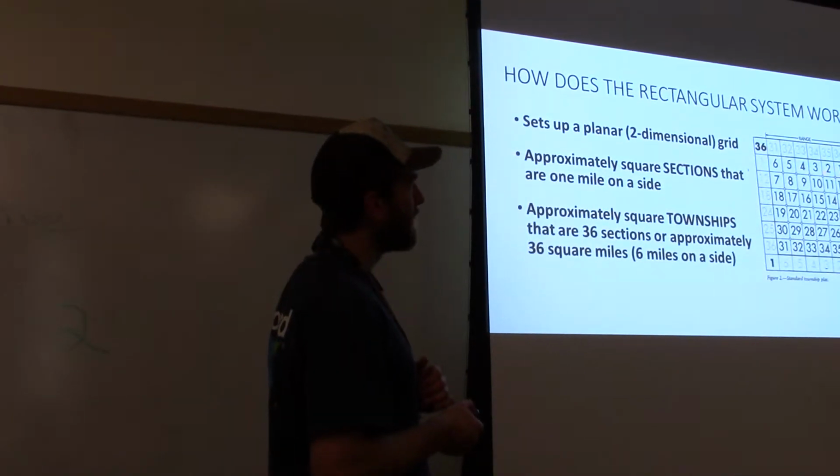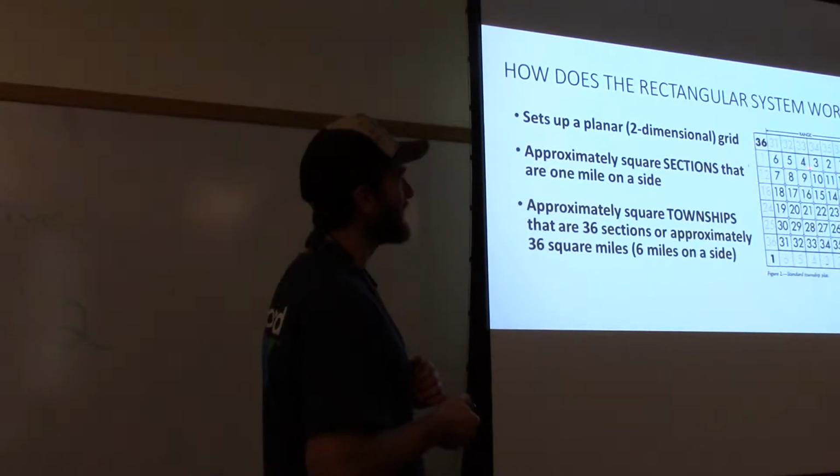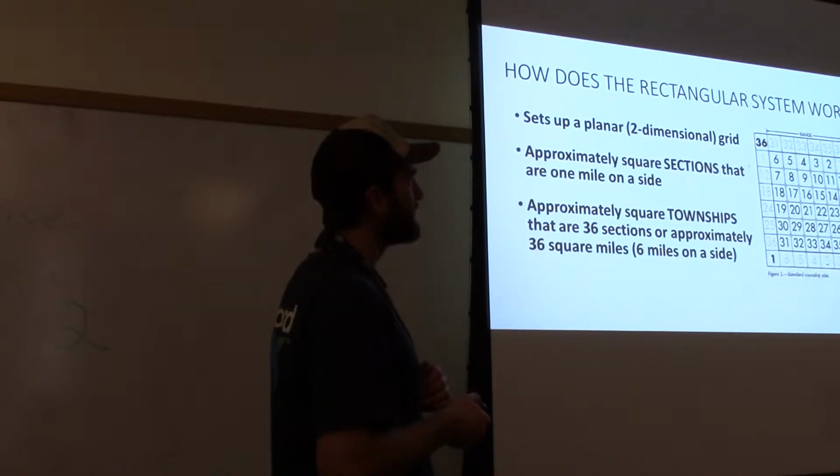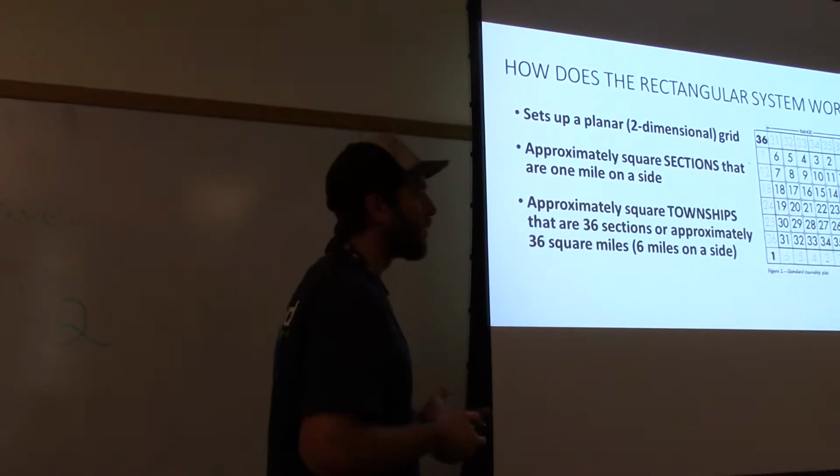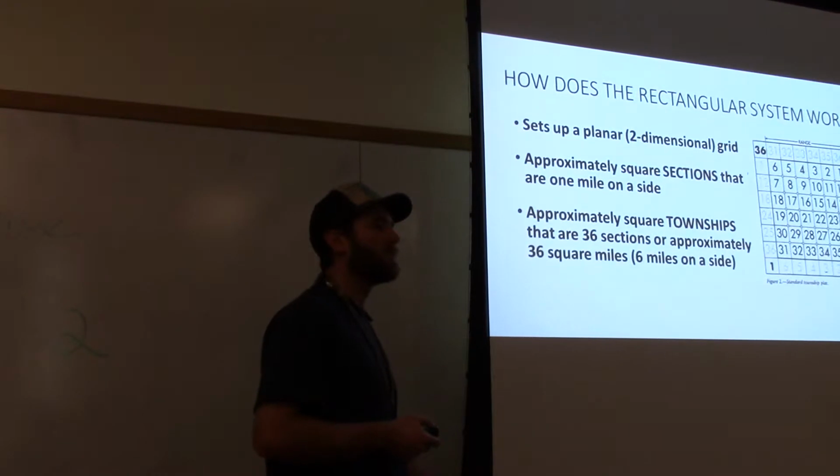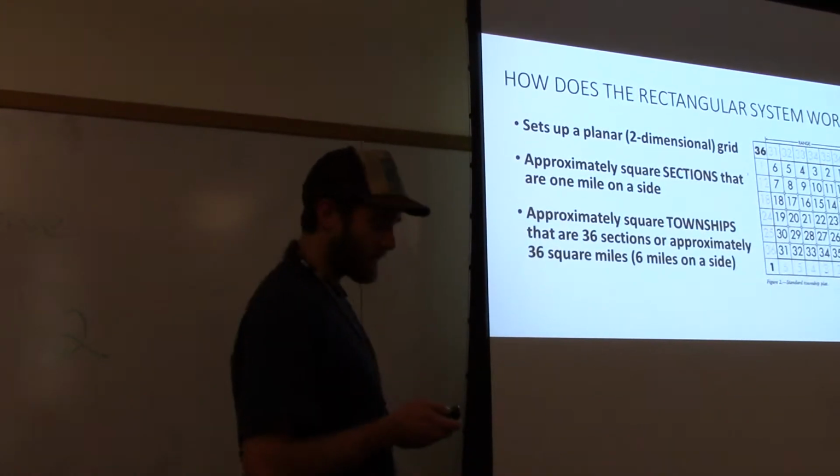So you've got a mile, a mile, a mile, a mile. So on that side, 6 miles, and then on this side, 6 miles. So what's the total area of a township going to be? 36, yeah, 36 square miles.